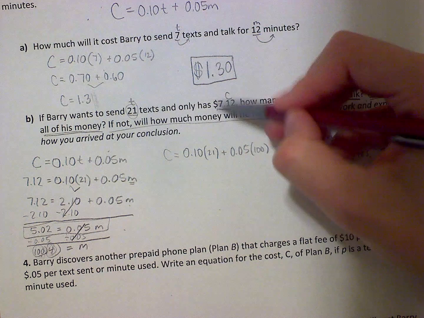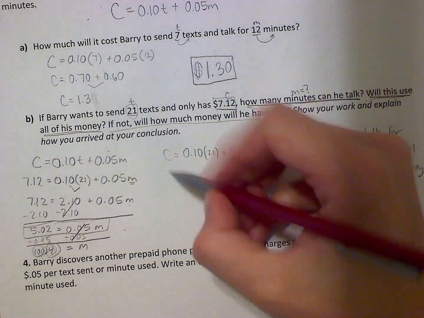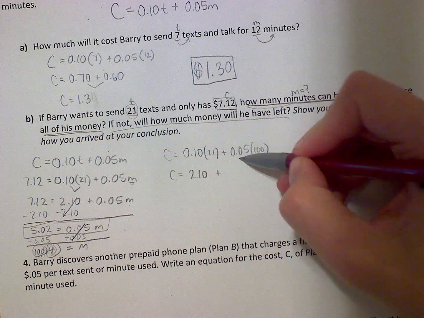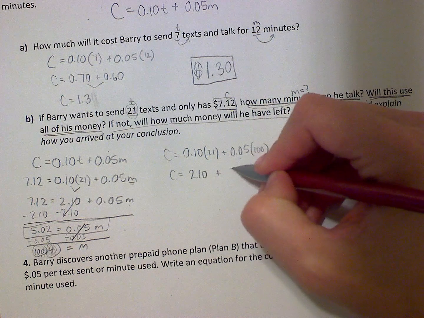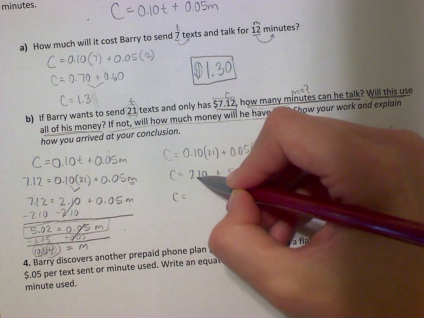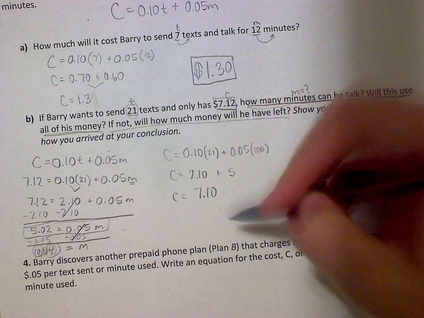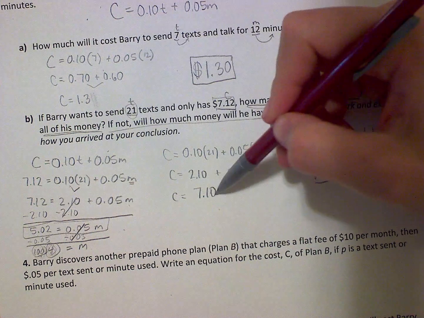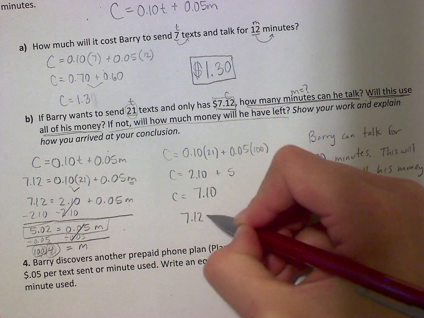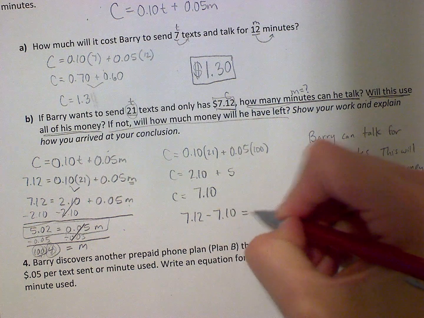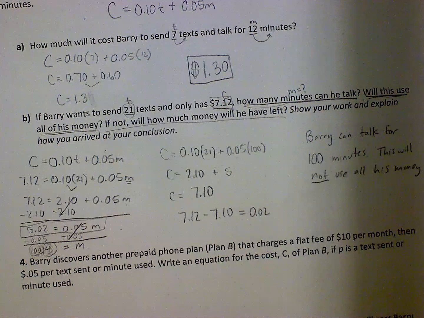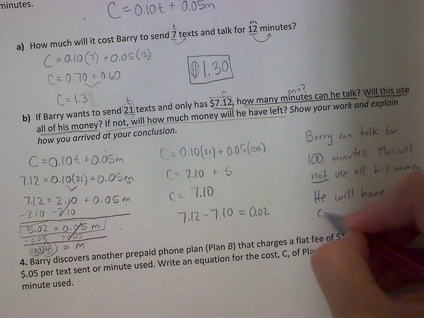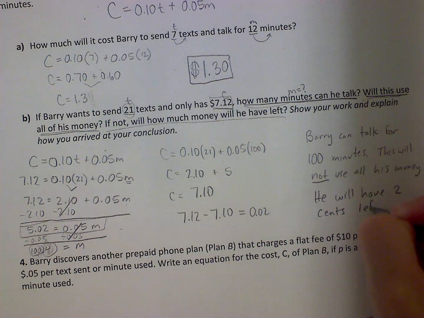And then we could figure out, if he has 7.12 and he spends however much, we can just subtract. So we've already done this multiplication. That's 2.10. And then 0.05 times 100 is $5. 2.10 plus 5 is 7.10. So his cost, if he sent 21 texts and talked for 100 minutes, would be 7.10. And he has 7.12. So if we take away that 7.10, he's left with 2 cents. Okay? So I'll write, he will have 2 cents left.